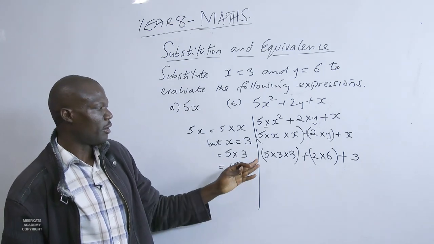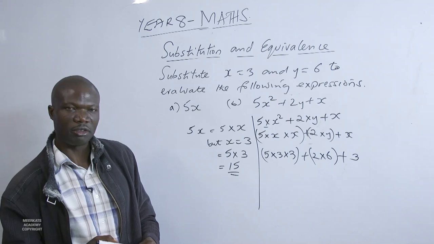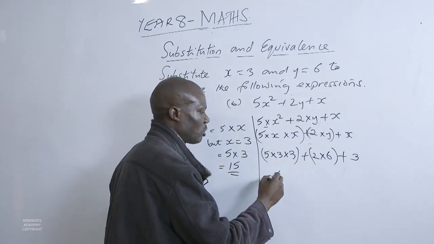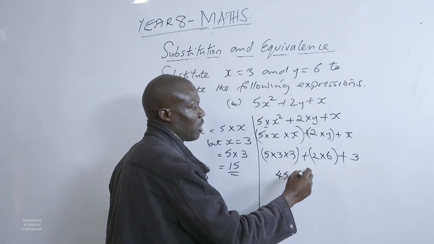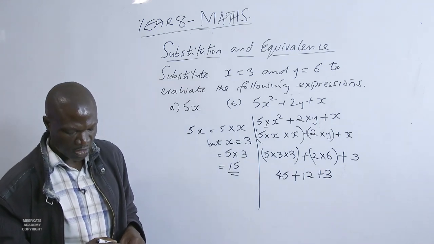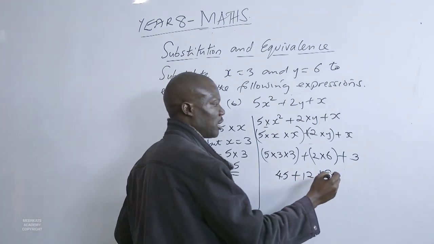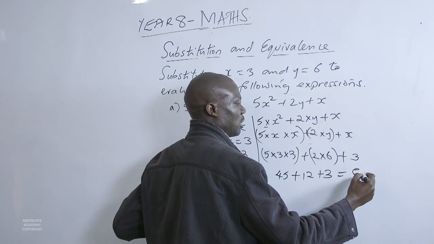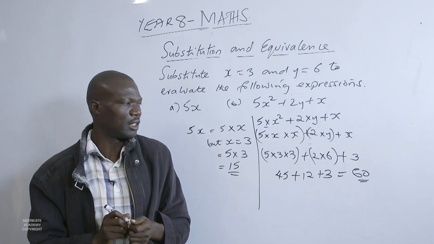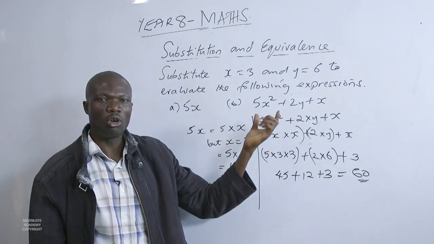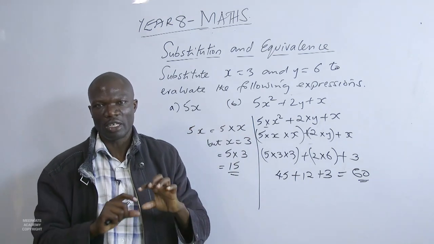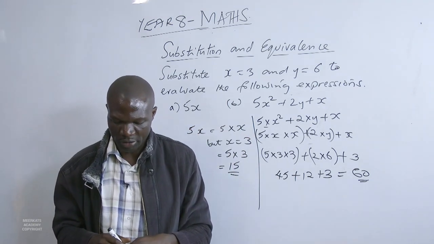So here, 5 times 3 is 15. 15 times 3 is 45. So we have 45 here plus 12 plus 3. 45 plus 12 plus 3, and you'll get your final value as 60. This is how we substitute the values of pronumerals in an expression.